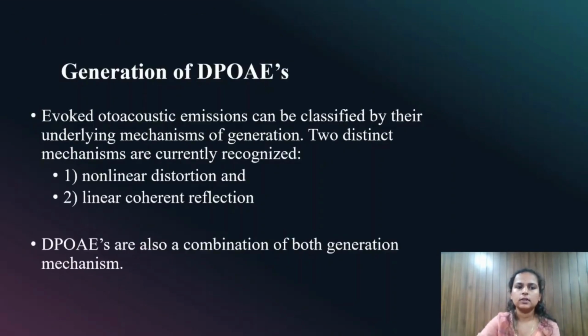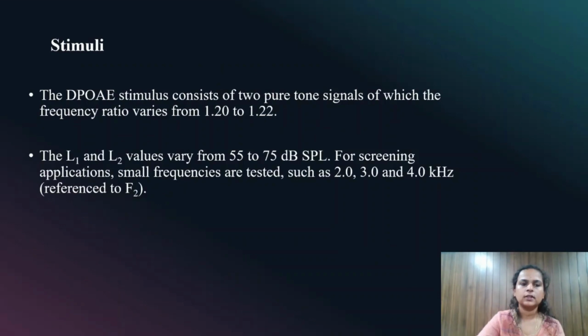Generation of DPOAEs is classified under two distinct mechanisms: nonlinear distortion and linear coherent reflection. DPOAEs are also a combination of both generation mechanisms. The DPOAE stimulus consists of two pure tone signals, of which the frequency ratio varies from 1.20 to 1.22, and the amplitudes L1 and L2 values vary from 55 to 75 dB SPL. For screening applications, a few frequencies are tested, such as 2 kHz, 3 kHz, and 4 kHz.